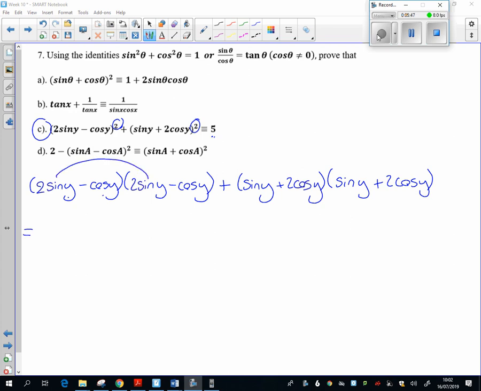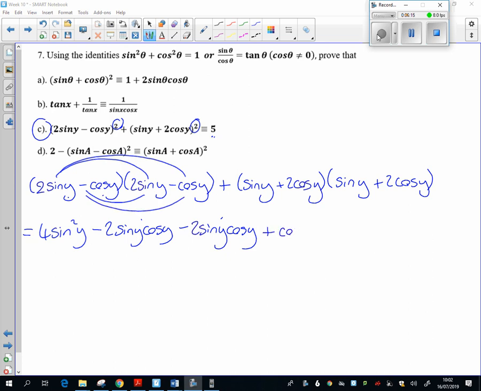So I've got 2 sine y times sine y. Again, make sure you use the correct notation. 2 sine y times minus cos y. 2 sine y times minus cos y again. So again, perfectly correct if I'd written minus 2 cos y sine y here, but if I write them in the same order, it just makes it much easier when I'm collecting like terms to see what's going on. And then I've got minus cos y times minus cos y.